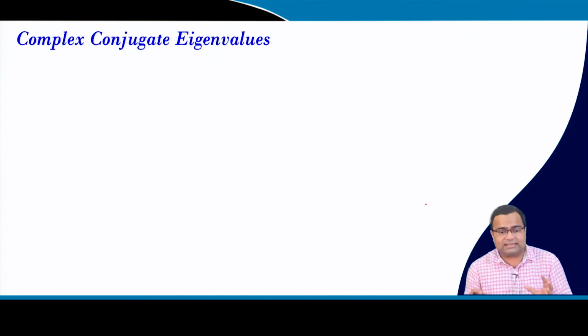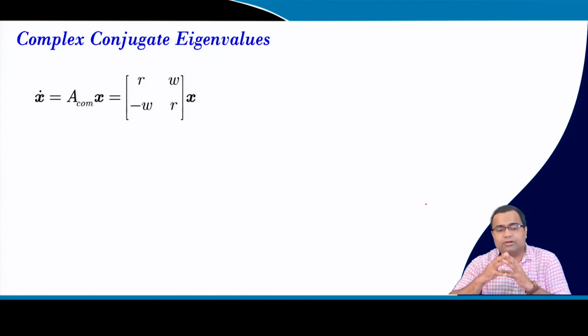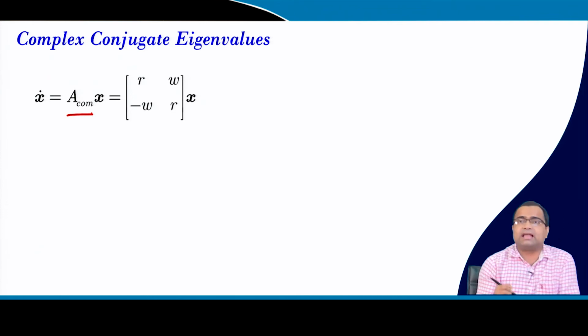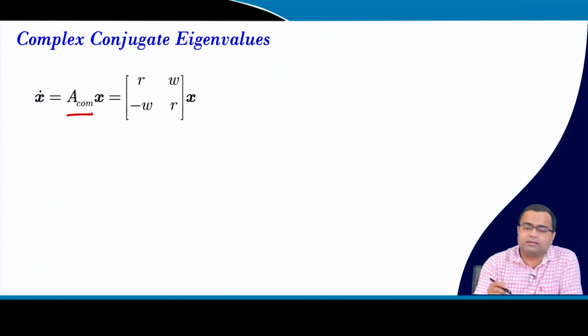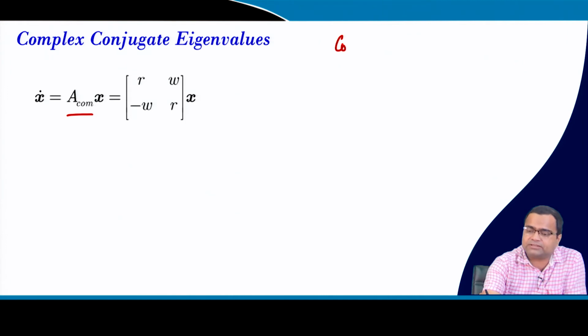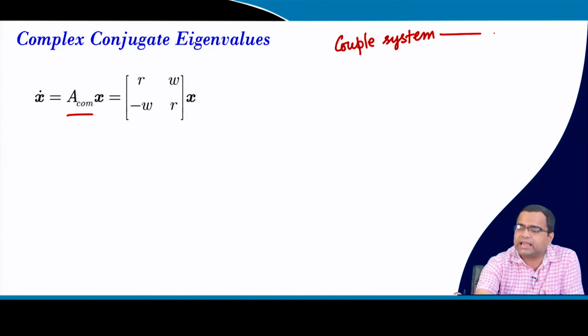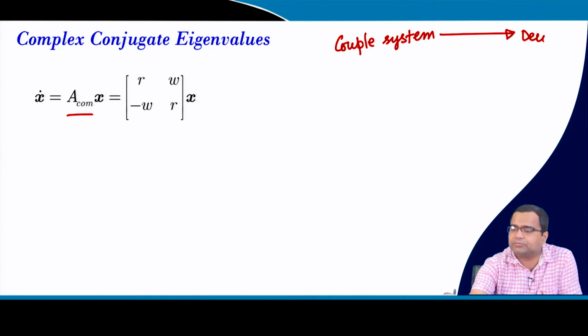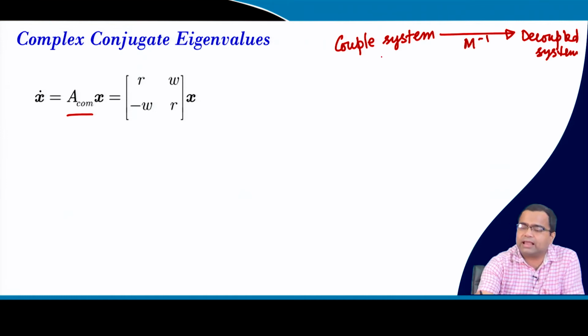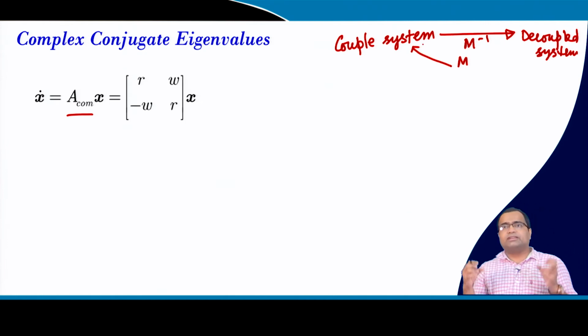But what we have not discussed is the complex conjugate eigenvalues. Any matrix which has complex conjugate eigenvalues can be represented by means of a transformation, because we know that by transformation a coupled system can be converted into a decoupled system. We have taken this example, and what is the requirement? We know M inverse, where M consists of the eigenvectors of this coupled system. So, you can convert it, right. That means, if this is my z, this is my x.